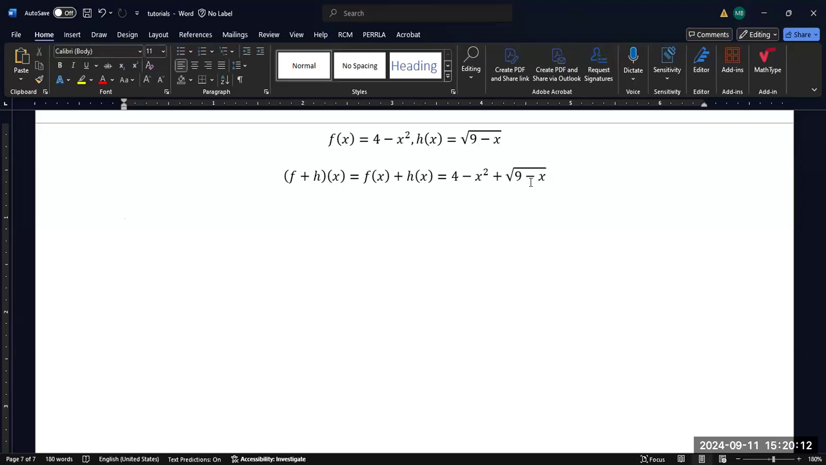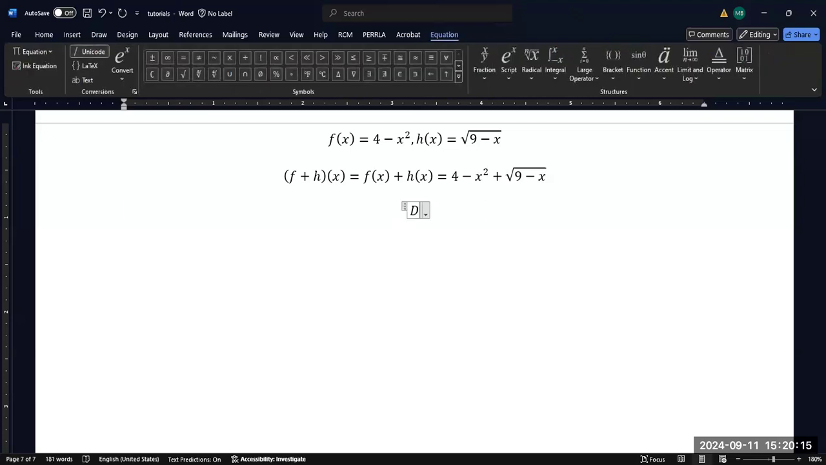The domain for this would be whatever the domain is where it overlaps with both functions. This one is all real numbers. This one goes from negative infinity to 9. Negative infinity to 9, and 9 is included because the square root can be 0. So as long as x is smaller than 9, the square root will be defined because the value under it will be positive. Again, that's where they overlap. That's where both are true at the same time, and so that's the domain.